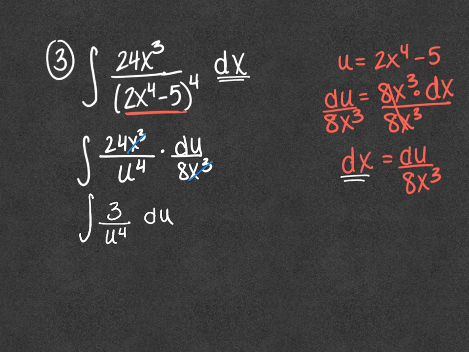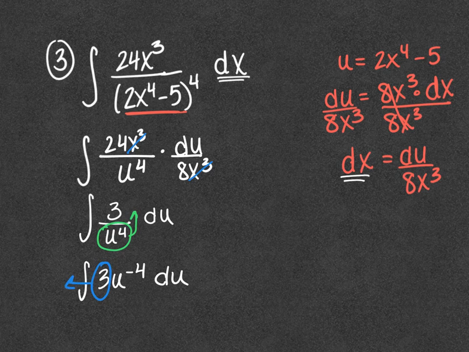But I can't integrate with a fraction. So I need to take this exponent and bring it upstairs. So this is now the integration of 3u to the negative 4 du. Now you can integrate with this 3 that's here, right? Add 1 to the power and divide by that power and just have the 3 in front. Or you could do what I did in the last example and take this coefficient, bring it on the outside. So it's 3 times the integration of u to the negative 4 du.